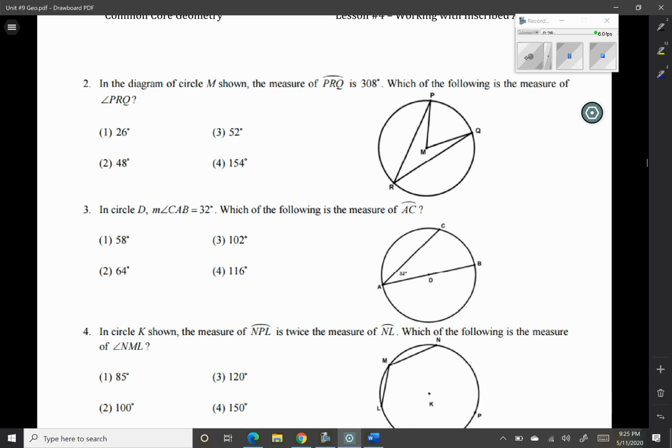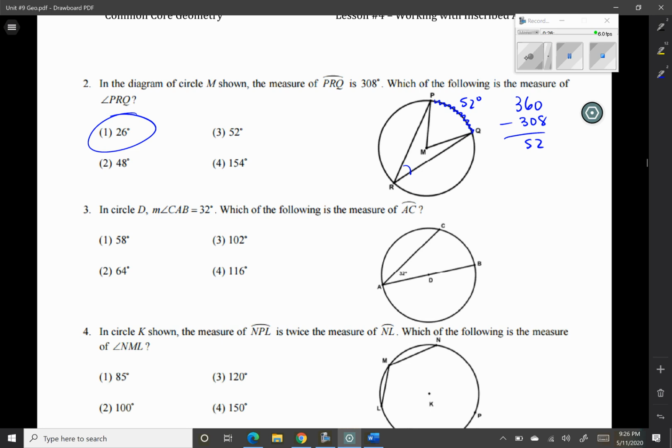All right, a couple multiple choice questions here. So it says in a diagram of circle M below, arc PRQ is 308. So from P all the way around to Q is 308, meaning this little arc that's left is going to be 360 minus 308, which is 52 degrees. And it wants us to find angle PRQ. It's inscribed, so it's half of that. So the answer there is 26.